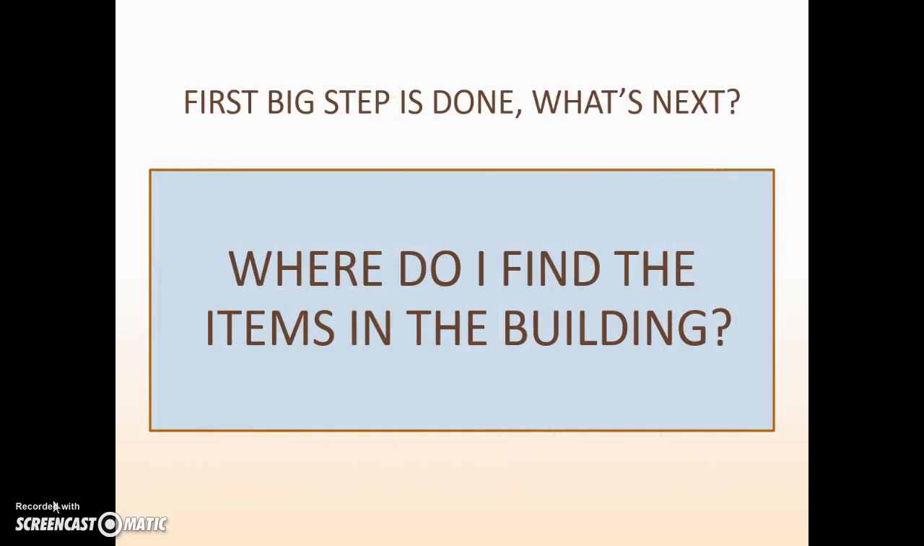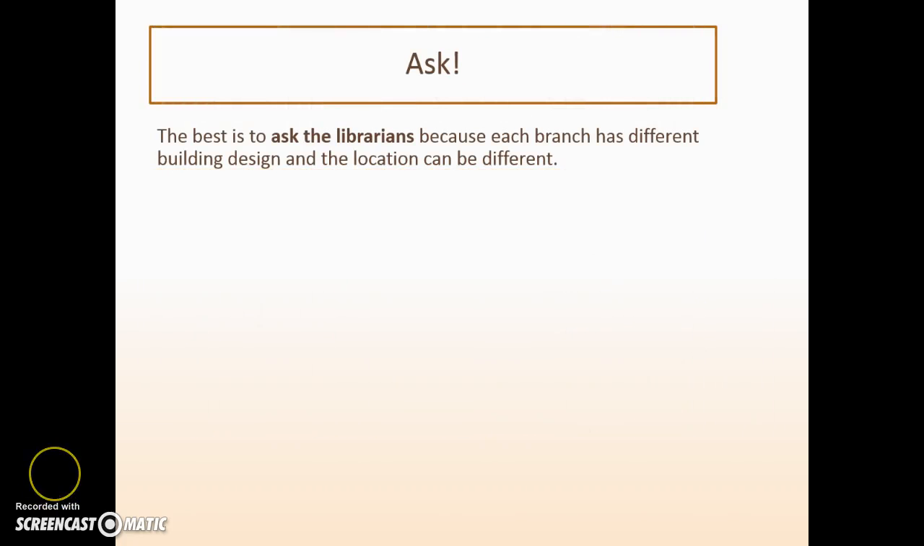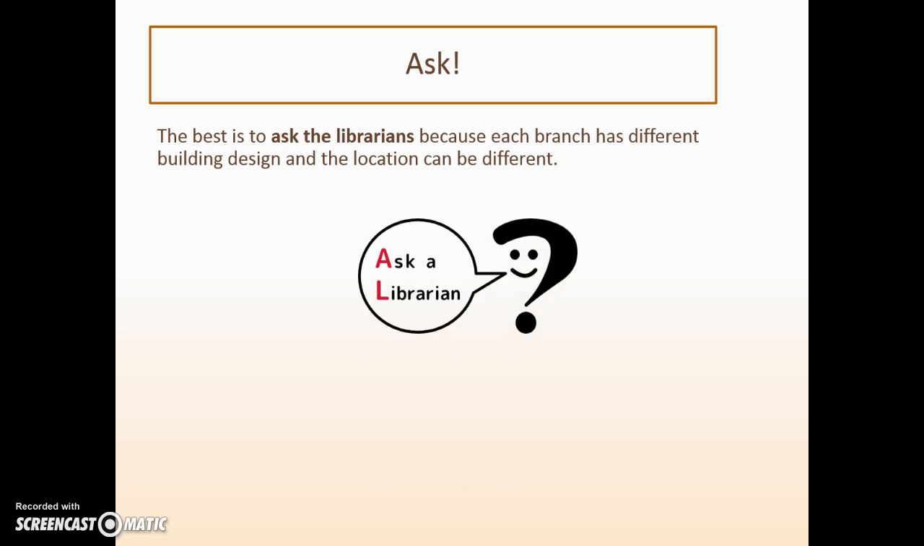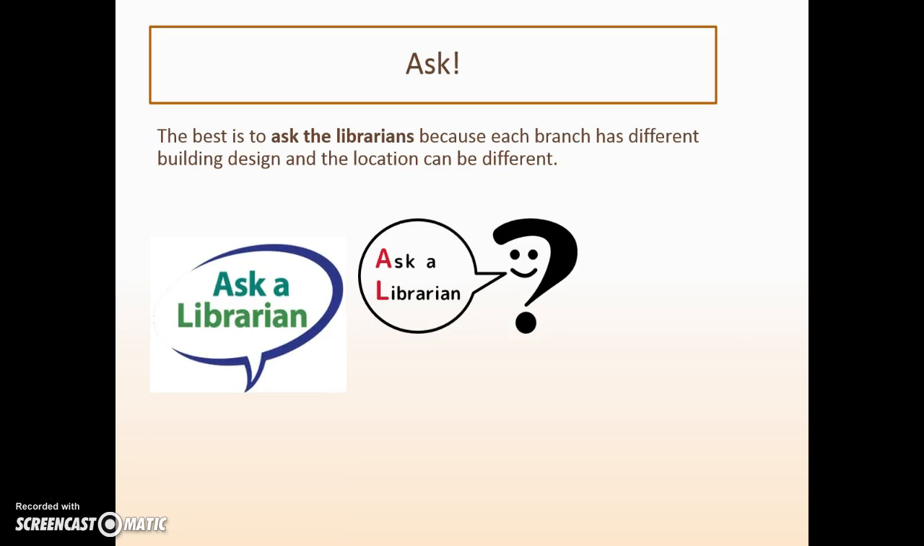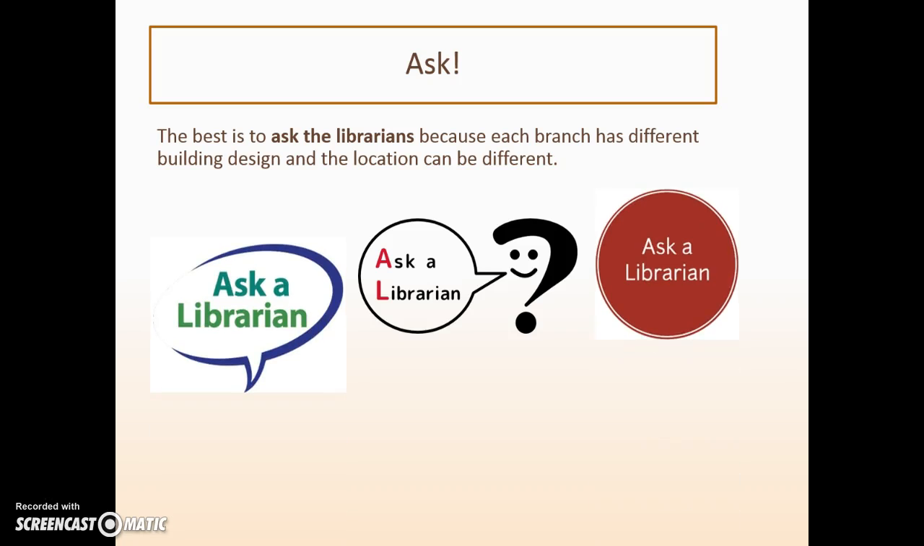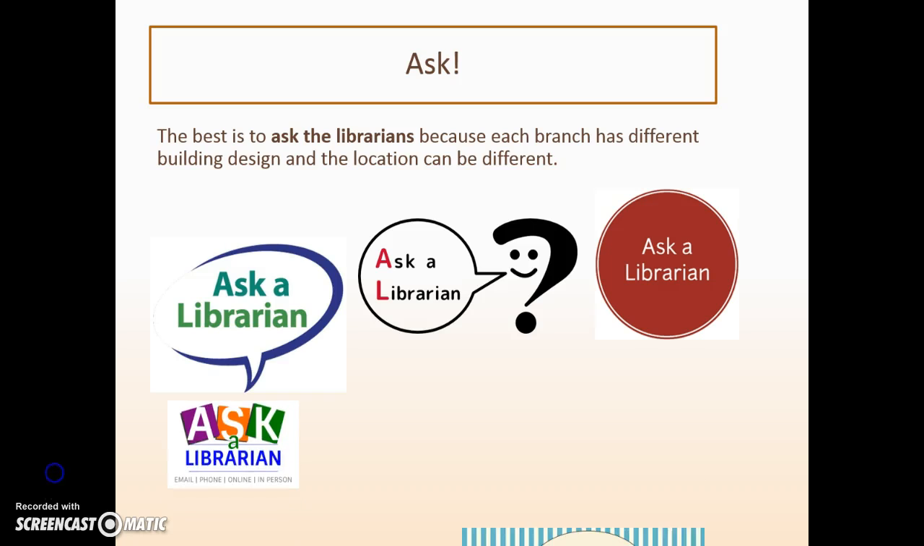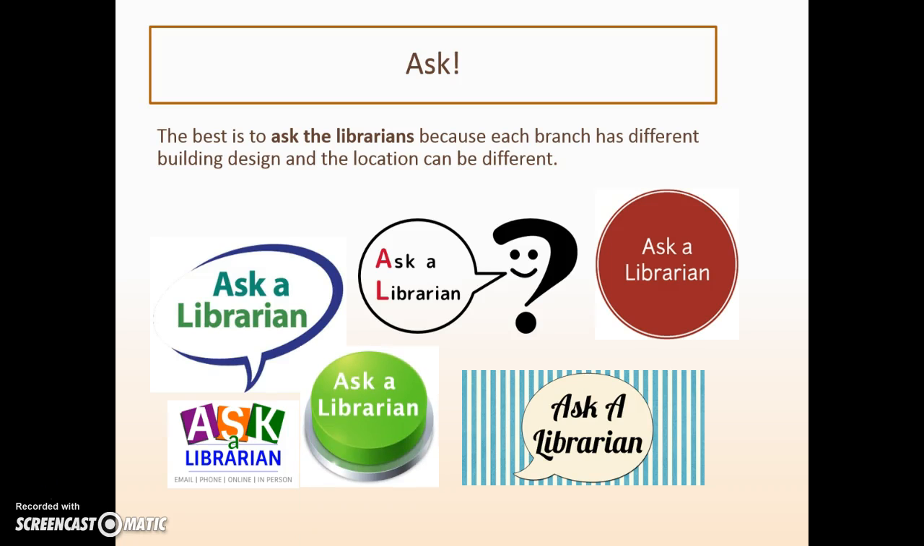You found items you like. Our next step is to find them in the building. The best way is to ask. Each branch has a unique building design and the location of items can be different. For example, some branches shelve biography books next to reference items, while others shelve them at the end of nonfiction books.